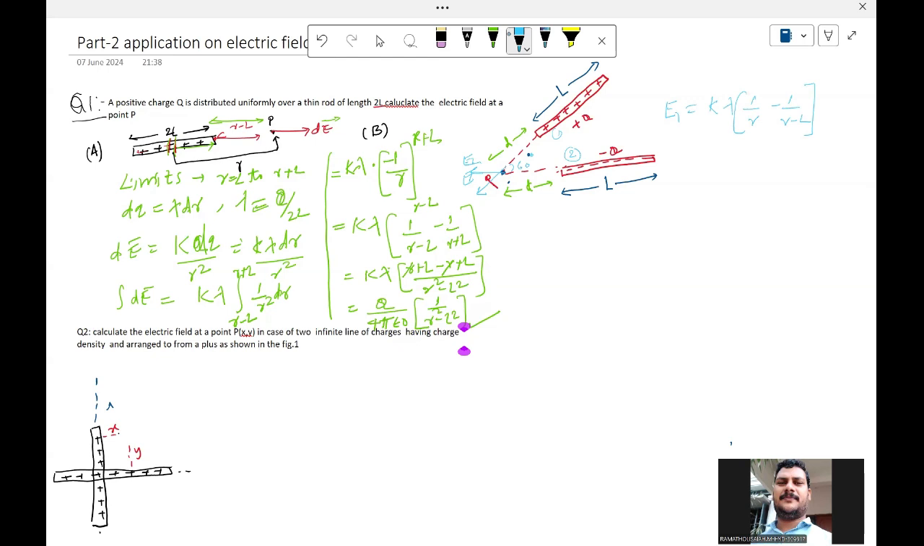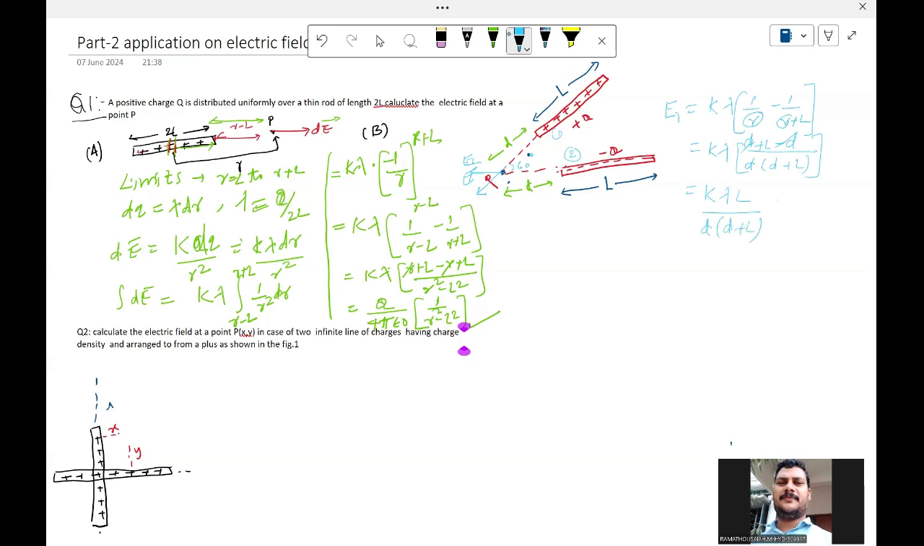So here R means what? This is the formula, where R means the distance from the rod to the point. Here D is given, therefore we consider D. So that equals K lambda into how much will come here? D into D plus L, and taking the LCM, D plus L minus D. So D gets cancelled. E is equal to K lambda L by D into D plus L.